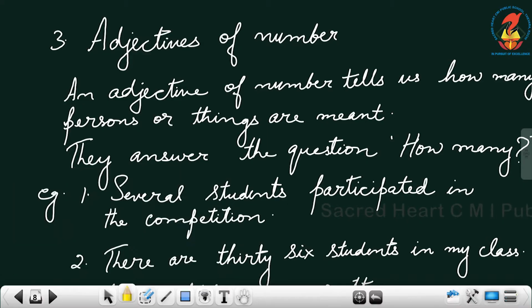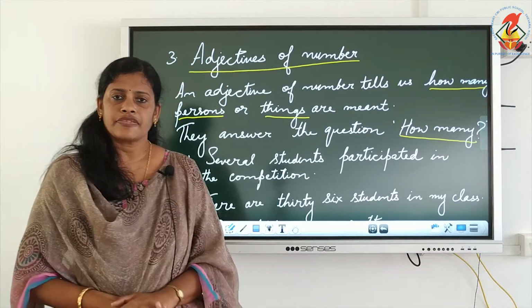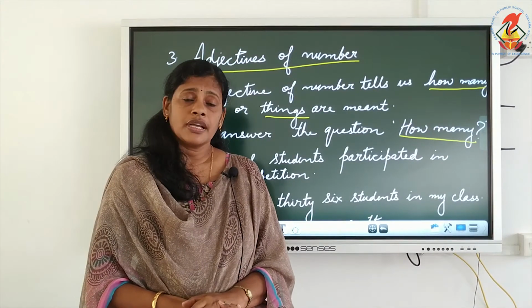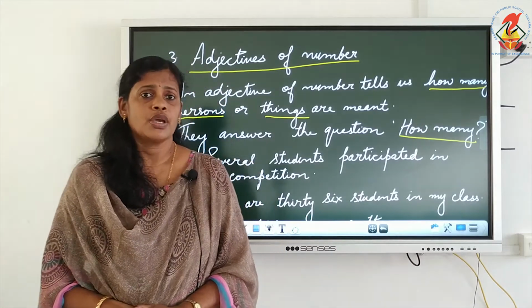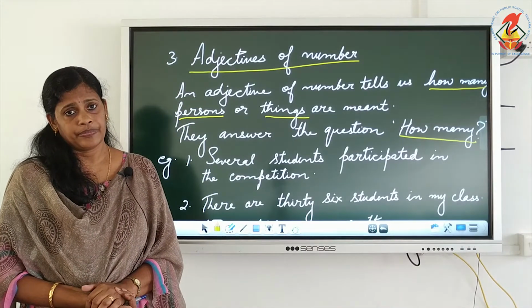So what do you mean by an adjective of number? Adjectives of number tell us how many persons or things are meant. They answer the question how many. For example, you invited many friends for your birthday party, 5 of them came. So you can say 5 friends came for my birthday party. So the word 5 is an adjective of number.